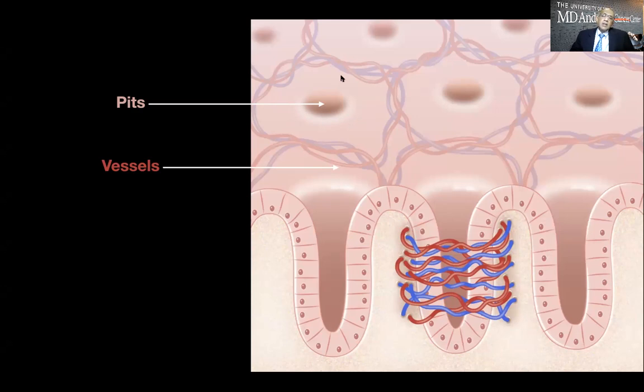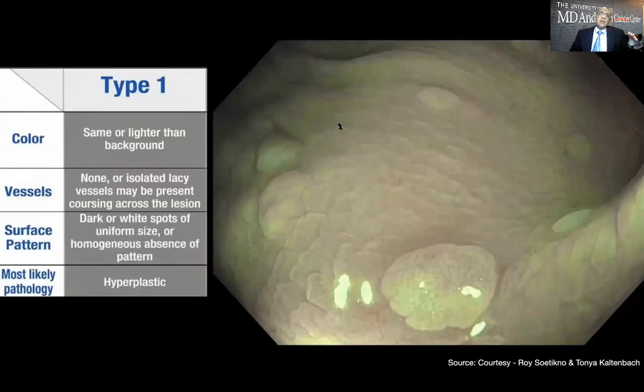So now, with this understanding, let us look at what a hyperplastic polyp looks like under NBI. It looks the same color as the background, and you have uniform white dots, as you can see here, and you see a homogeneous appearance. And this is a classic appearance of a hyperplastic polyp. Hyperplastic polyps in the rectum and sigmoid, when they're small, don't need to be removed. Anything above the descending colon, we always remove them routinely.